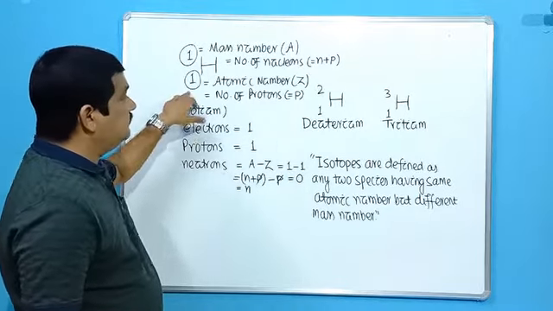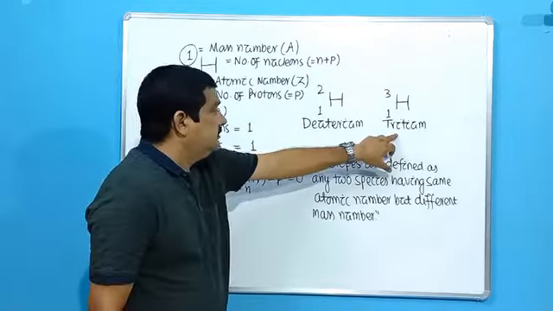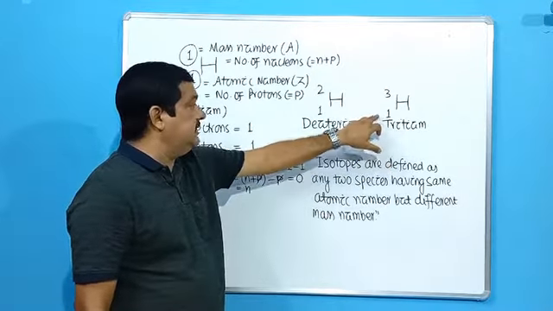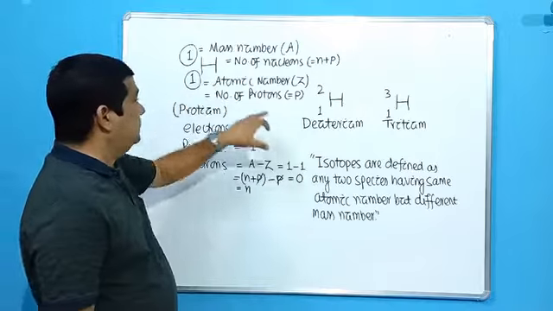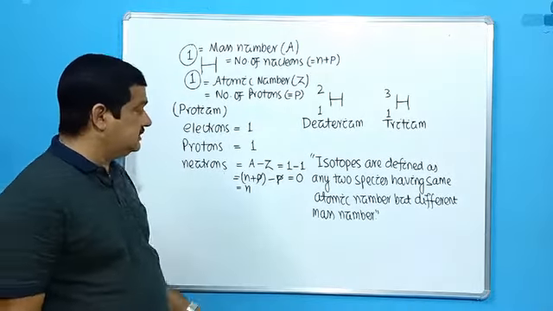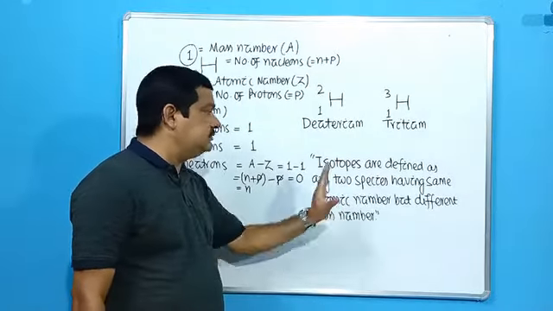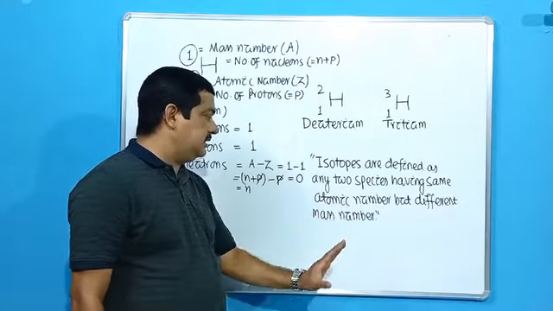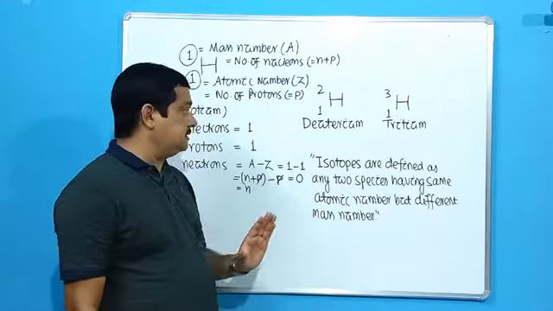So from the given data, it is clear that they are having the same atomic number but different mass number. So they are called isotopes. So isotopes are defined as any two species having the same atomic number but different mass number. They are called isotopes.